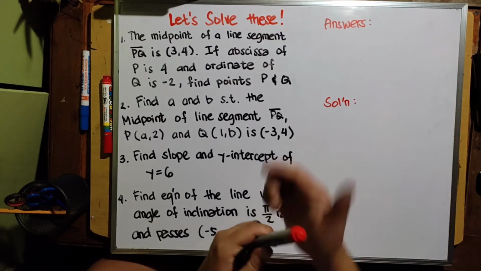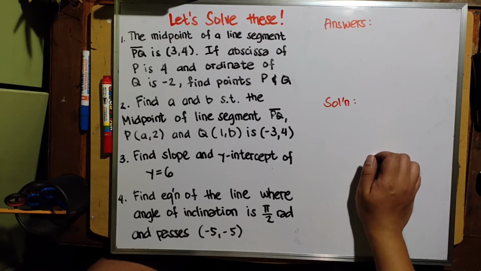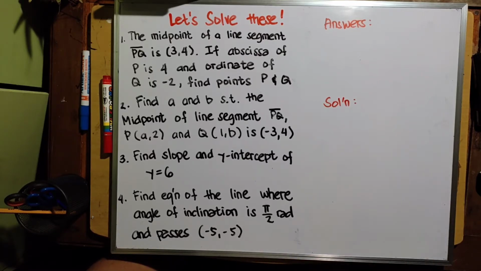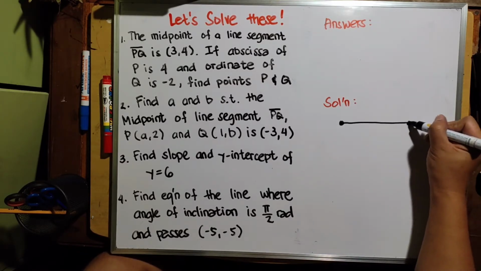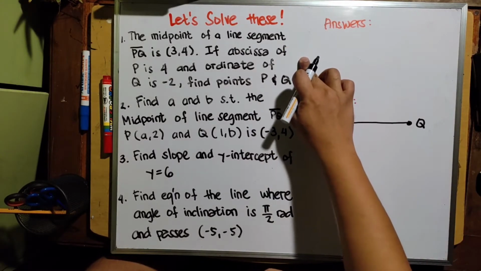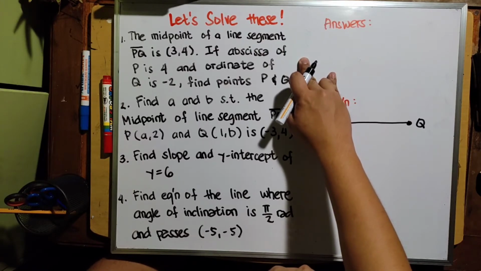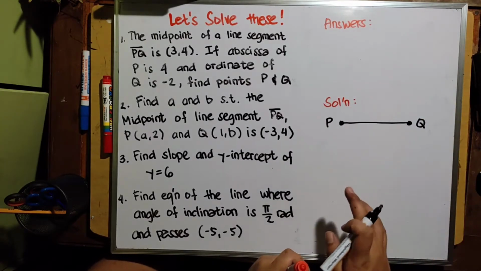Now for number 1, the midpoint of a line segment PQ is 3, 4. If abscissa of P is 4 and ordinate of Q is -2, find the points P and Q. Okay? So, I suggest let's draw first para mas madali natin siya ma-visualize. So, this is PQ, line segment PQ, where the abscissa of P is 4. By the way, class, what is abscissa? Abscissa is the x-coordinate.